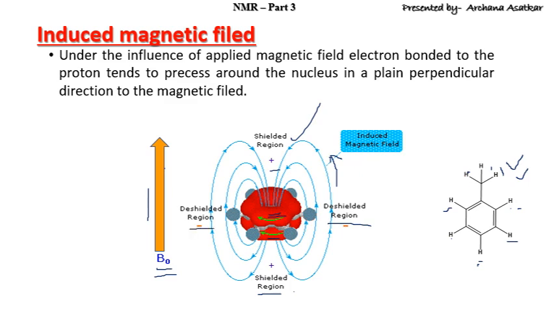So these 5 protons are attached with the plane. That's why all these 5 protons, 1, 2, 3, will be de-shielded, and these 3 protons, which will be found over here, will be shielded.